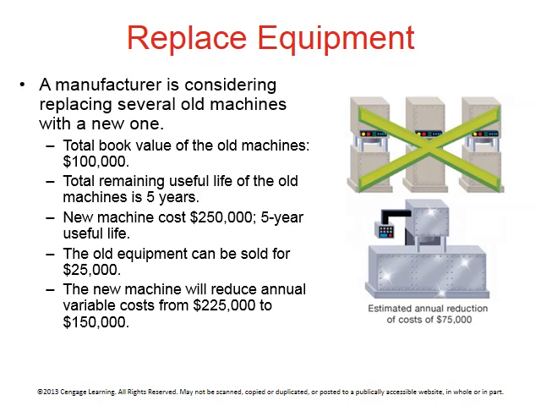So here's an example of that. A manufacturer is considering replacing old machines with new ones. The book value of the old machines is $100,000. There's a 5-year remaining useful life. The new machine costs $250,000 with a 5-year useful life. We could sell the old equipment for $25,000, but we know that the new machine will reduce annual variable cost from $225,000 to $150,000. So a $75,000 cost reduction.